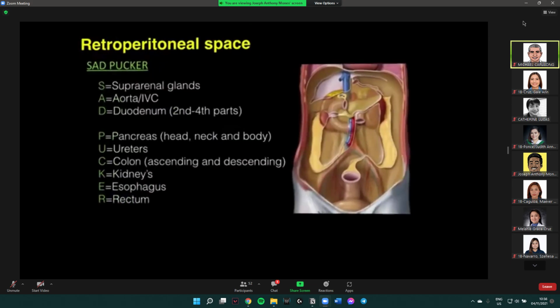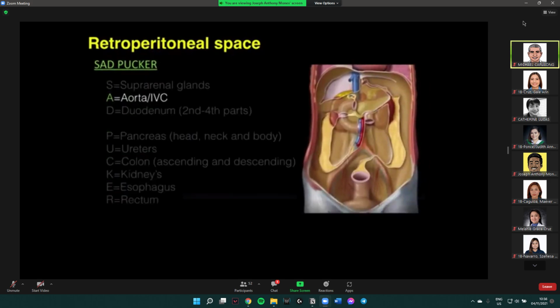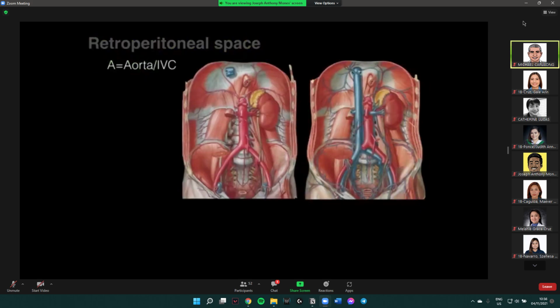Okay, so the next in the SAD PUCKER is the aorta and inferior vena cava. There we've got two pictures, one on the left and one on the right, showing, or my left, your right? I never get that right. In red, there's the aorta. In blue, there's the inferior vena cava.